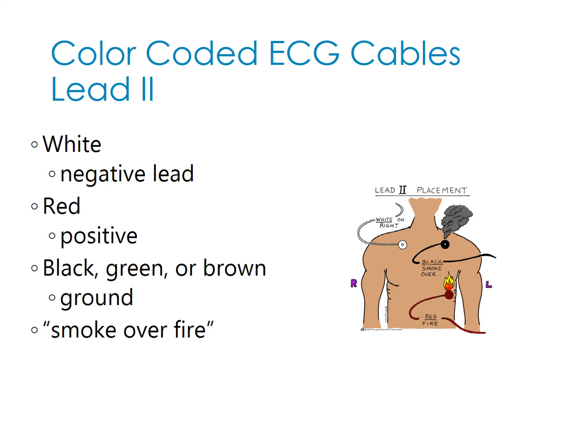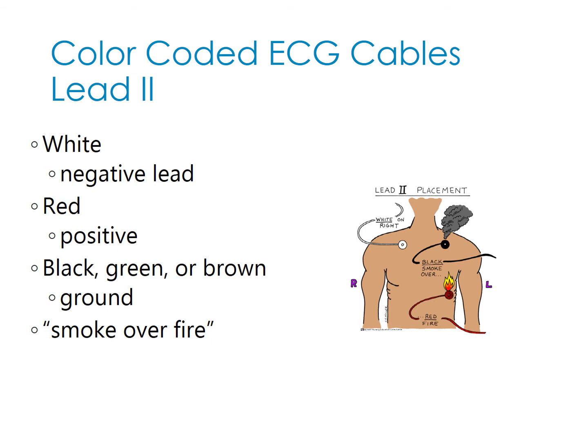Okay, so for your lead 2, and really for most things for you, unless you get really involved in cardiac, if you have 3-lead ECG monitoring, this is how they're going to place it. The positive is red, and you can see that is below the left pectoral muscle, and the negative lead is white, which is below the right clavicle.